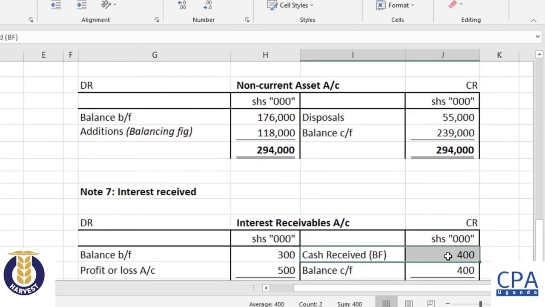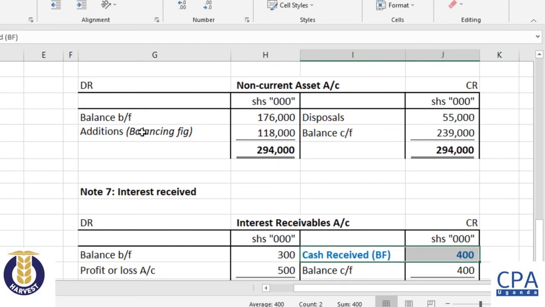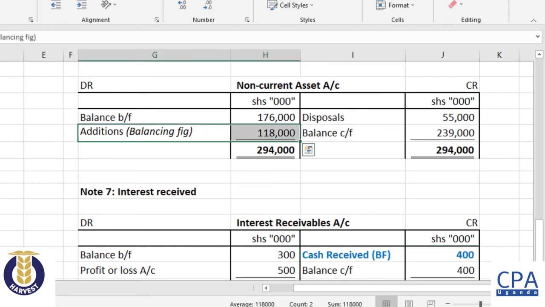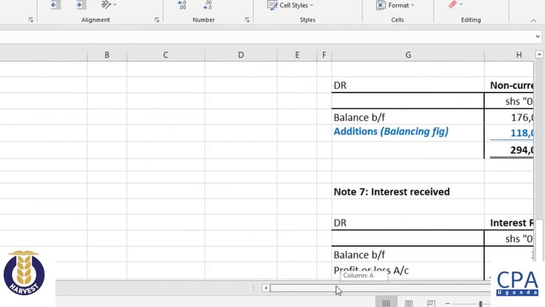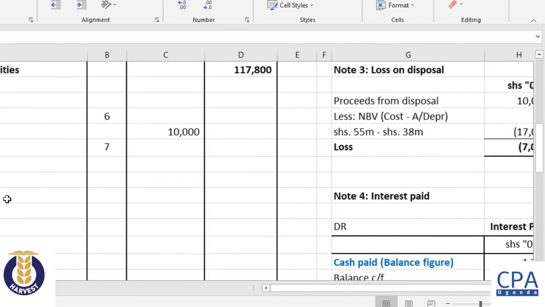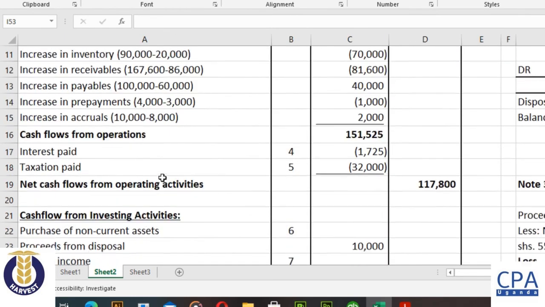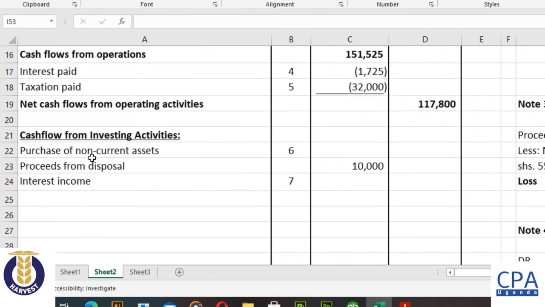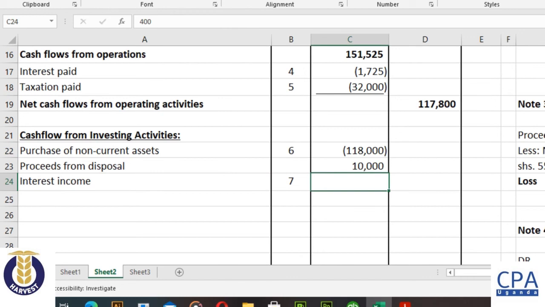So I'm going to take this 400 million to the cash flow statement and investing activities, and the 118 million for the acquisition of non-current assets. So those two are going to come to my cash flow statement right here. So I'm going to have my figures right here. Purchase of non-current assets, that is the 118 million, money moving out, cash outflow. Then interest income, that is money coming in, cash inflow. So that one I don't put in brackets.